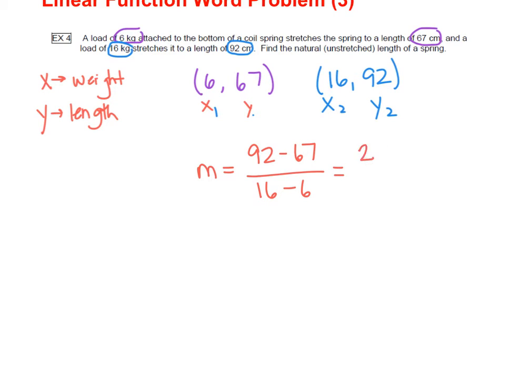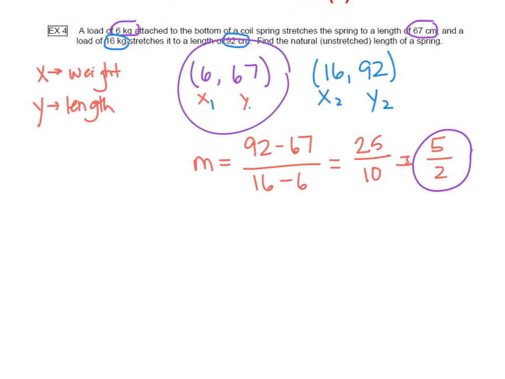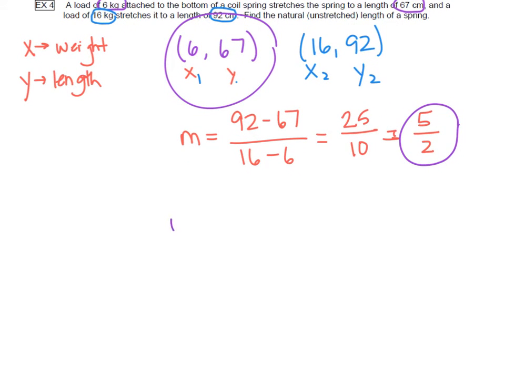92 minus 67 is 25. 16 minus 6 is 10. That reduces to 5 over 2. So then we take our slope and we pair it with our first point and we write our equation in point-slope form. y minus 67 is equal to 5/2 times x minus 6.